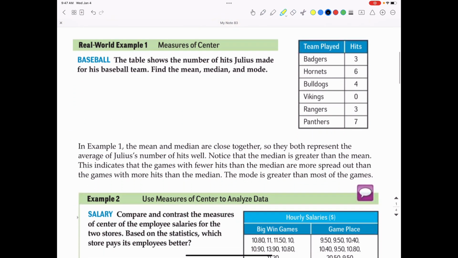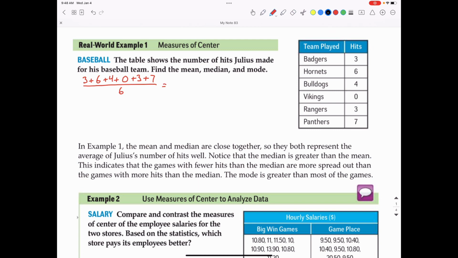So let's compute some measures of center. The table shows the number of hits Julius made for his baseball team. Find the mean, median, and the mode. So for the mean, we're going to add all the data together and divide by how many pieces of data there are. He hit 3 for the Badgers, plus 6 for the Hornets, plus 4 for the Bulldogs, plus no hits for the Vikings, so 0, plus 3 for the Rangers, plus 7. And since there are 6 pieces of data, we would divide that by 6.